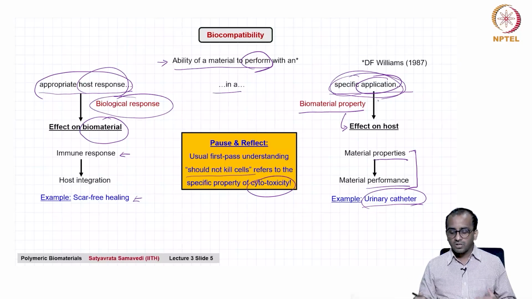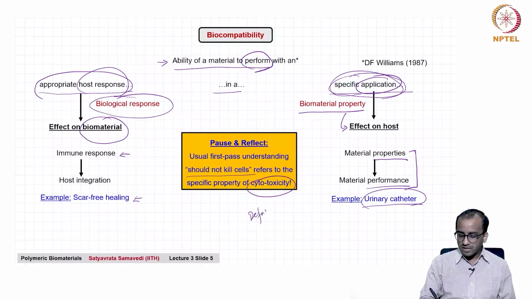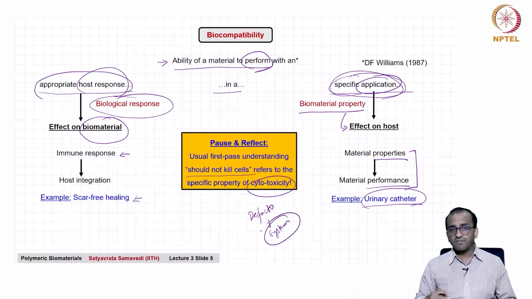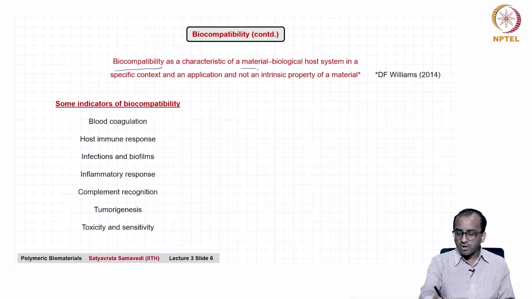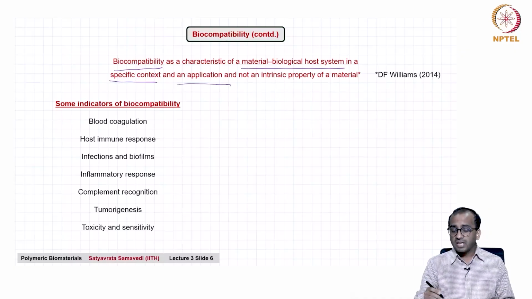new application or not. So, as you see, de facto, this word biocompatibility is a property of the system itself, which is the joint entity that we talk about in terms of the material plus the host. And biocompatibility is not an intrinsic property of a material itself. So, it is not very correct to say that a specific biomaterial is biocompatible. As I just said, biocompatibility is a characteristic of a material biological host system in a specific context and application, and it is not an intrinsic property of the material itself.